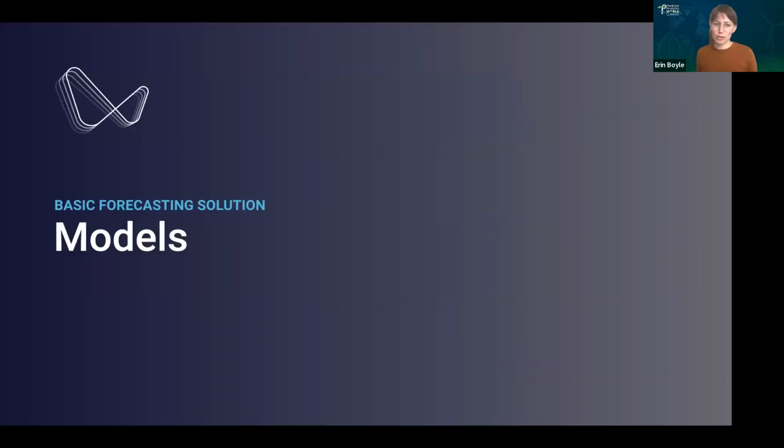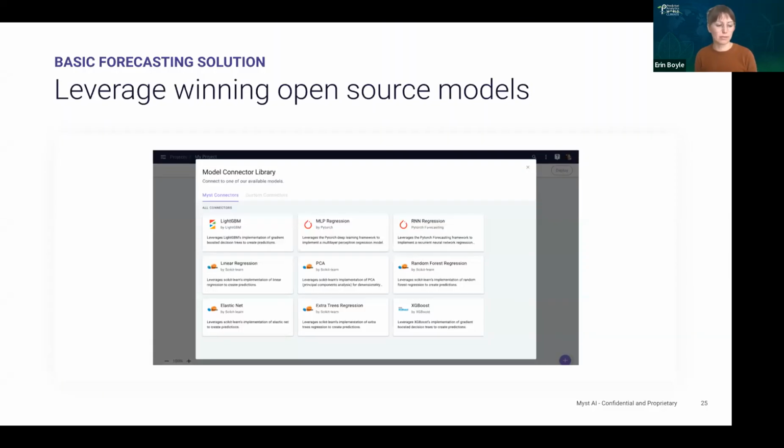I'm actually going to spend probably the least amount of time talking about models. Our philosophy here is to democratize access to winning open source models. If you look at, for example, the Kaggle M5 forecasting competitions, which is a slightly different application but still relevant, you will see that overwhelmingly gradient boosted decision trees do really well in the forecasting domain. So you can see that we offer a connector to both LightGBM and XGBoost.